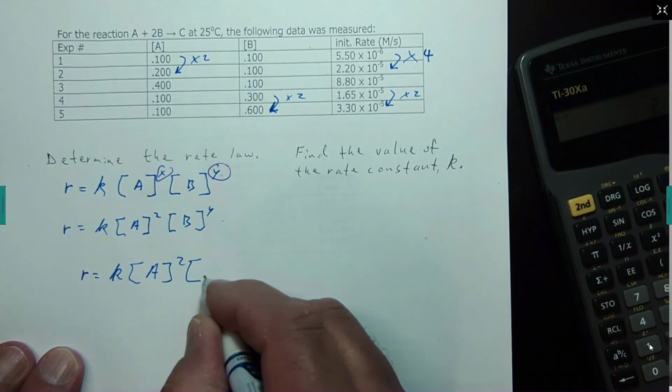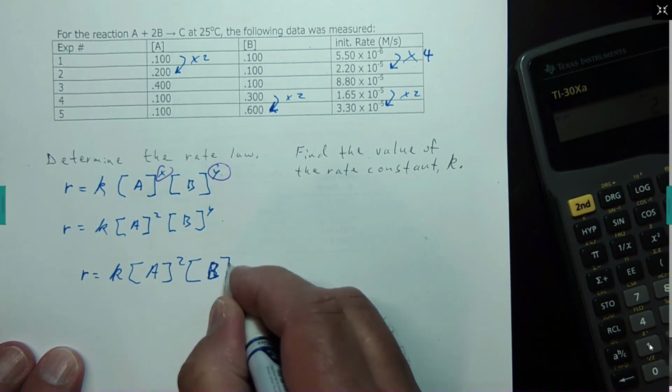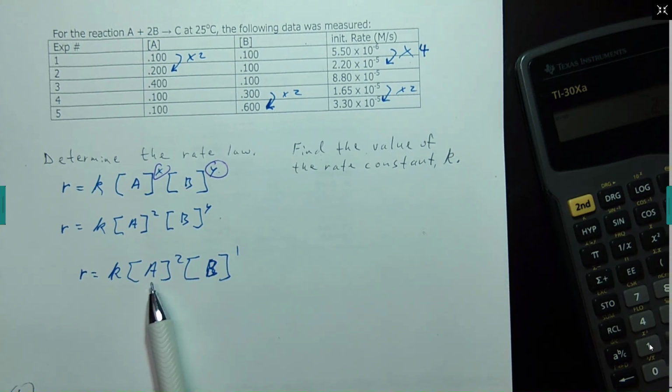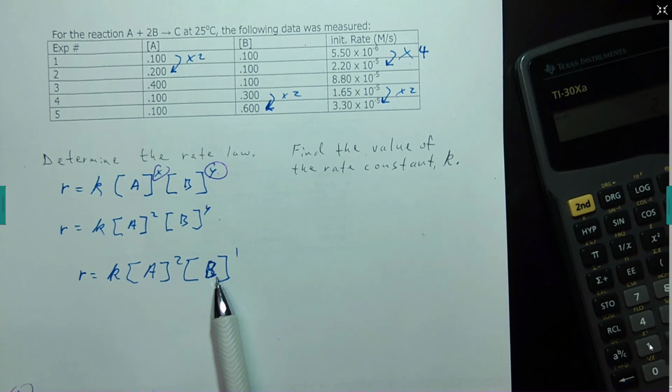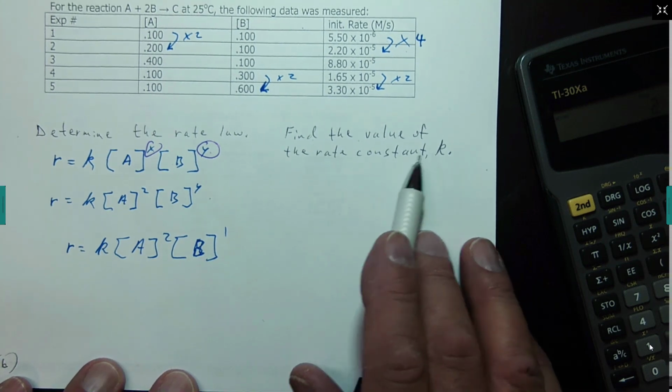squared times the concentration of B raised to the first power. That's how you find a rate law. You look at tables of data like this, and you see how changing the concentration affects the rate. This particular reaction, the rate is more sensitive to the concentration of A than it is to the concentration of B.